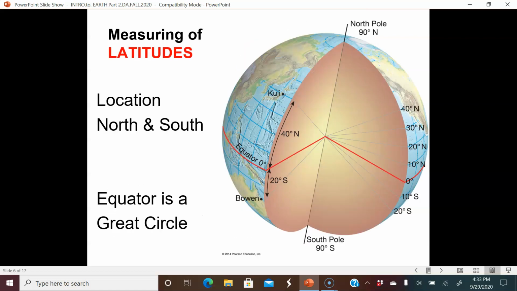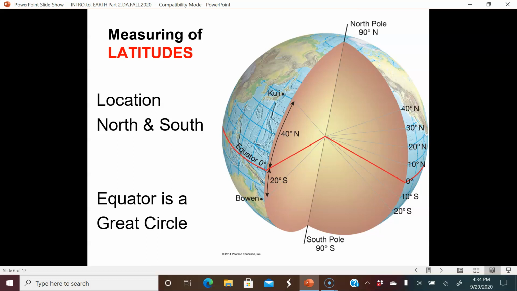There can be a great circle around the equator of the Earth. Well, what's the equator? The equator is exactly halfway in between the North and South Poles. Well, what are the poles? The poles are the locations on the Earth where the axis of the Earth's rotation intersects the surface of the Earth. So the equator is equidistant, halfway in between the two poles. Now, the equator is, in fact, a great circle.